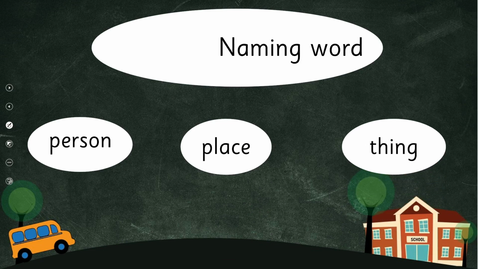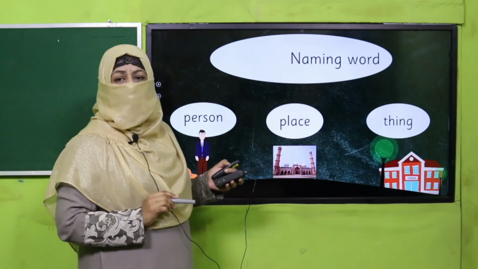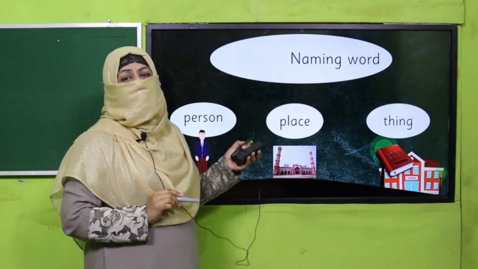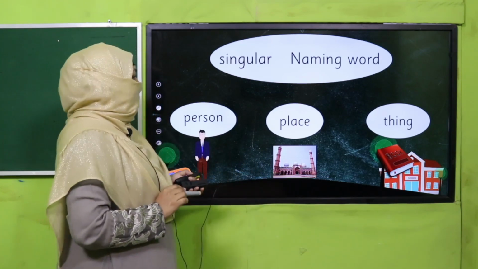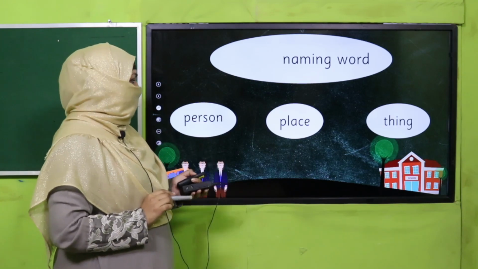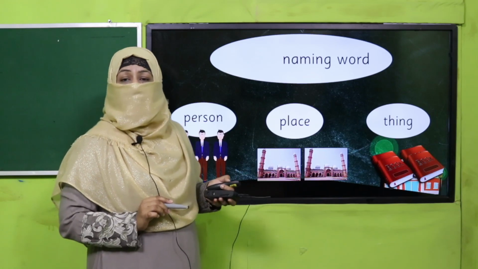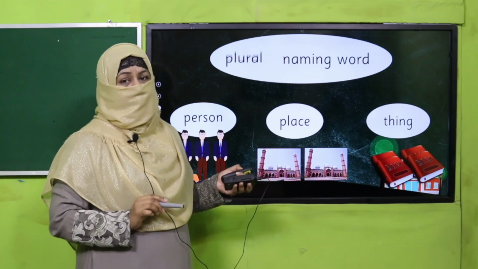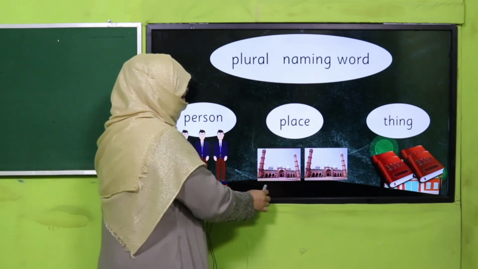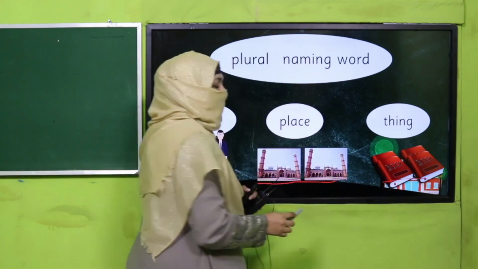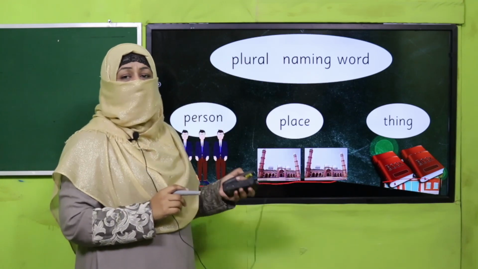And if this naming word refers to one person, one place or one thing, it is called a singular naming word or singular noun, right? And if it refers to more than one person, more than one place and more than one thing, it is called a plural noun, right? And in numbers we can find this is plural, this is plural, but how do we change it? How do we, in writing, write singular and plural?